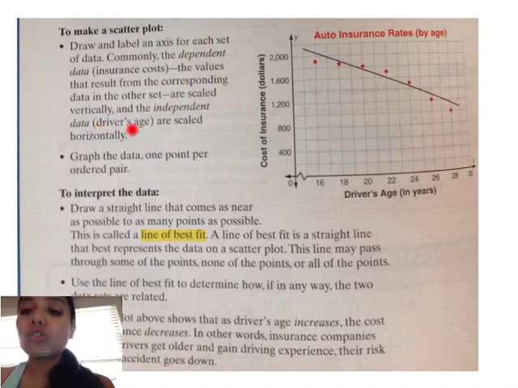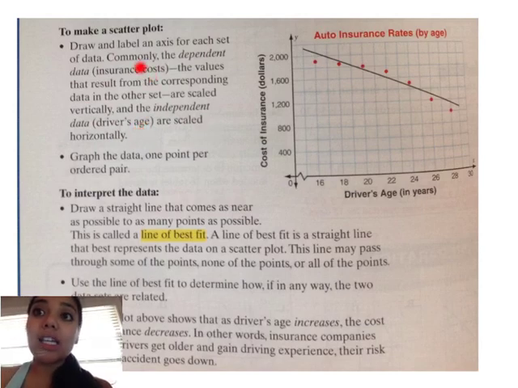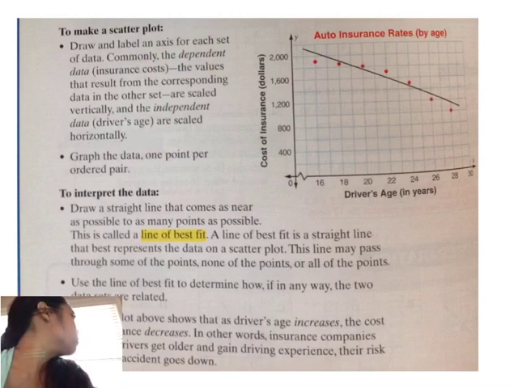So what it means is driver's age is not dependent on the insurance cost. The insurance cost is dependent on the driver's age.